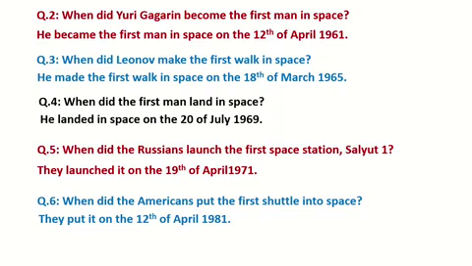And the last question, when did the Americans put the first shuttle into space? The answer, they put, because you know, put, the same word, but it has 3 forms. I mean, put is the first form of the verb, put the past simple, and put is the past participle, the same word, put. So they put it on the 12th of April 1981.